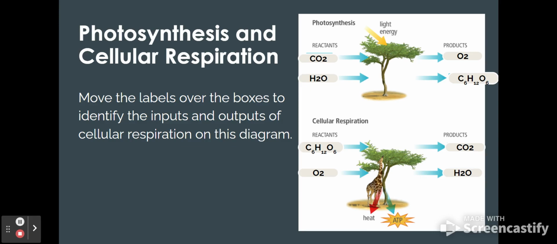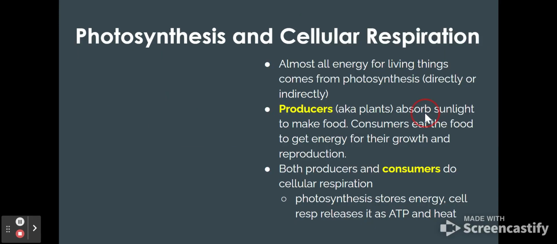The whole point is that this is a cycle, okay? The trees take CO2 and H2O, make food and oxygen. We then eat those things, and we make CO2 and H2O, so the trees have something to consume.